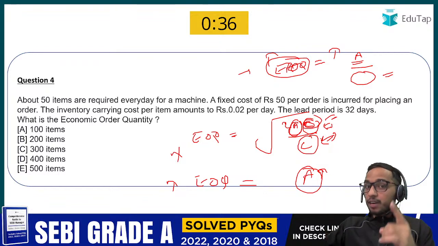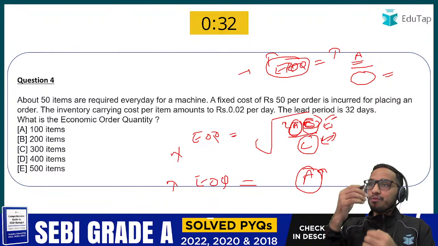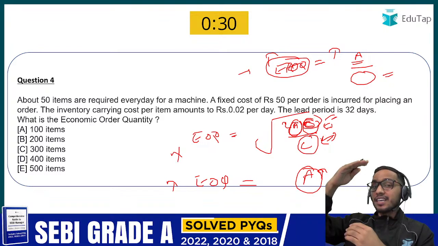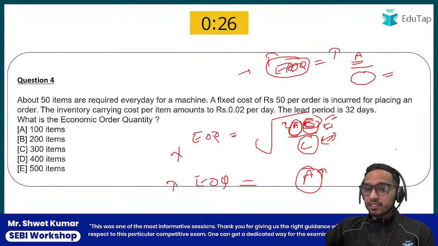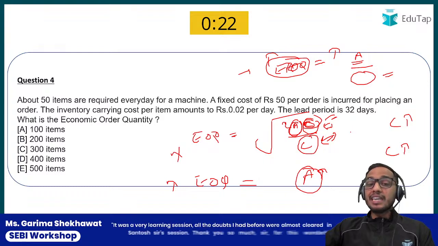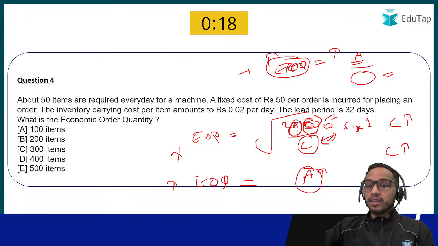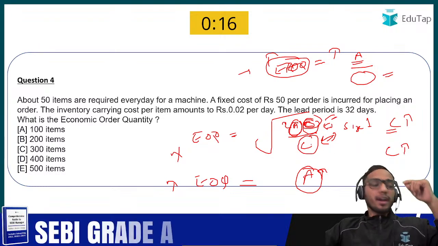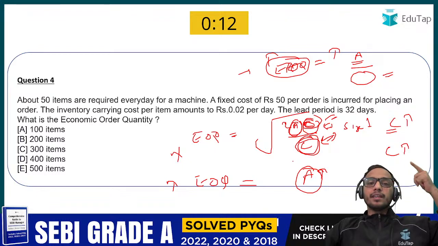So from that we can come to the conclusion that when your carrying cost is increasing, you are going to decrease your order size. So they are inversely proportional. That's the reason why carrying cost is in the denominator. Have you got the logic?